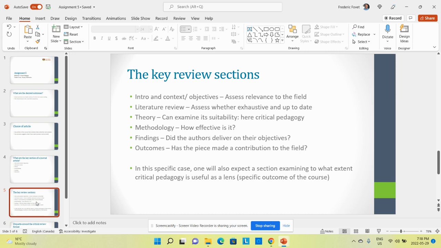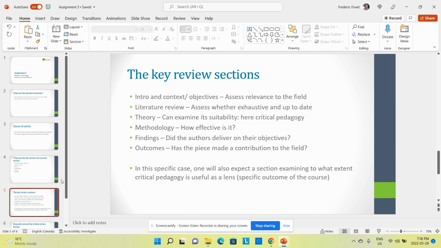Now, because this critical review is done within the parameters of this course, we do want a section on critical pedagogy. So you may be able to discuss it in the theory section, but if you don't think you've been exhaustive enough, I would want a last section. In this case, it's not normally there in a normal critique, but because this is a critique within a specific course on a specific topic, I'd want a section examining to what extent critical pedagogy has been useful as a lens in this study or in this paper.